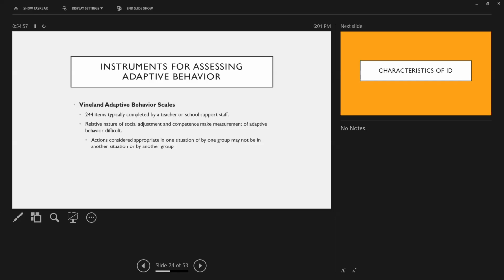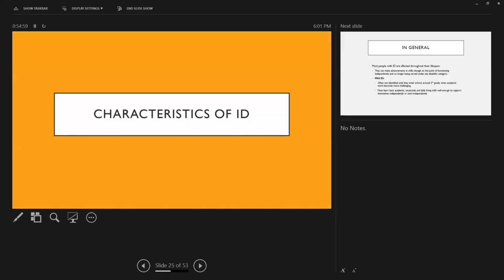But we're going to stop there. When we come back, we're going to go into some of the characteristics of intellectual disability. So for now, let's just meet back here at 6:12.